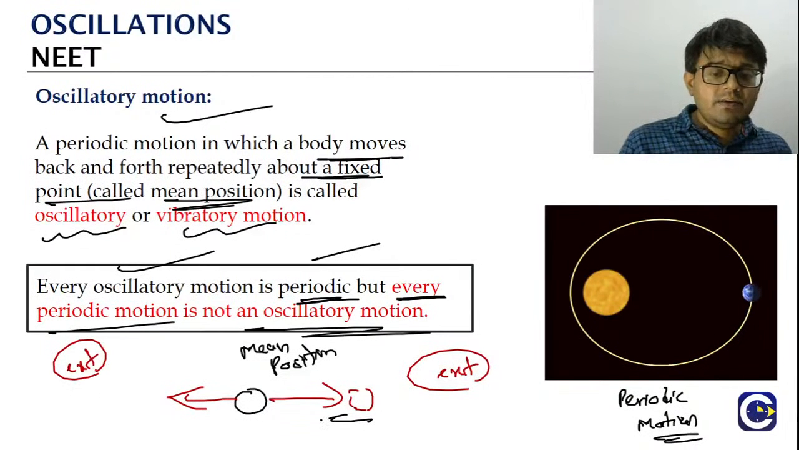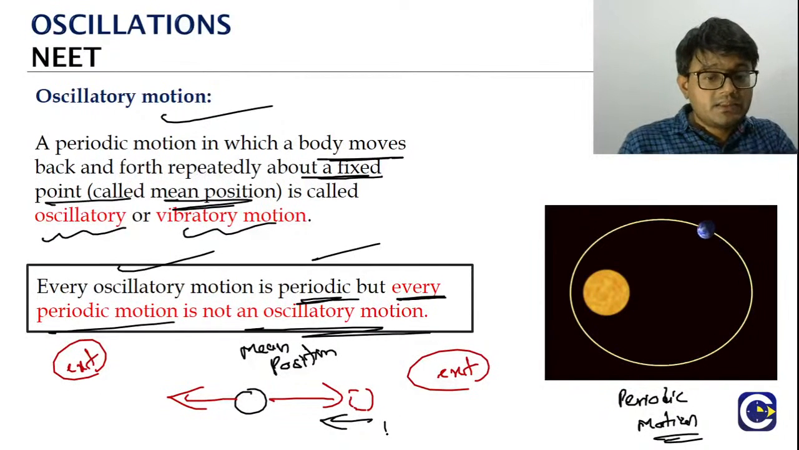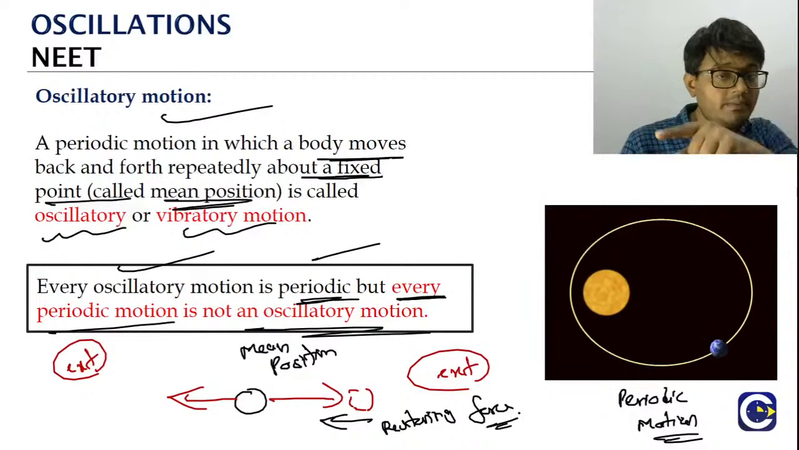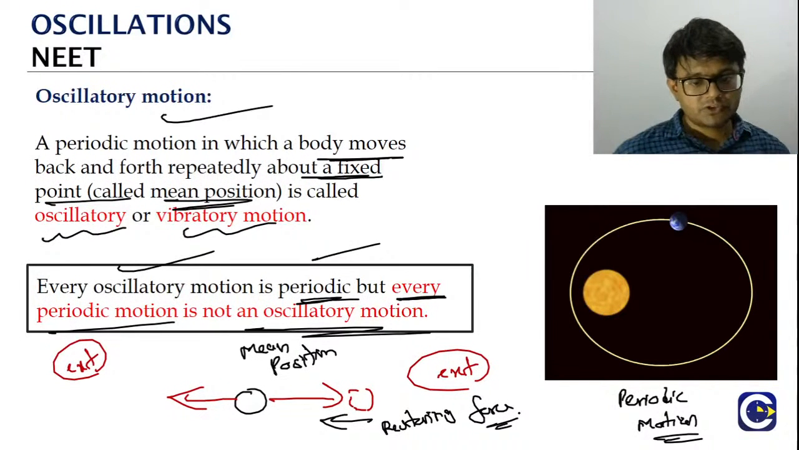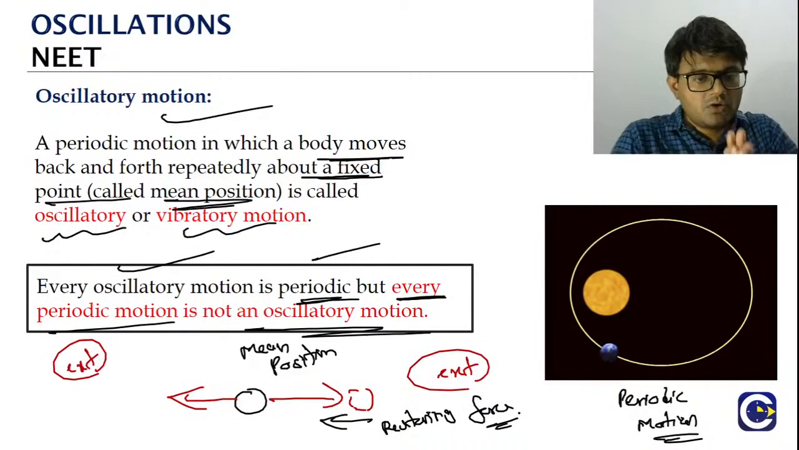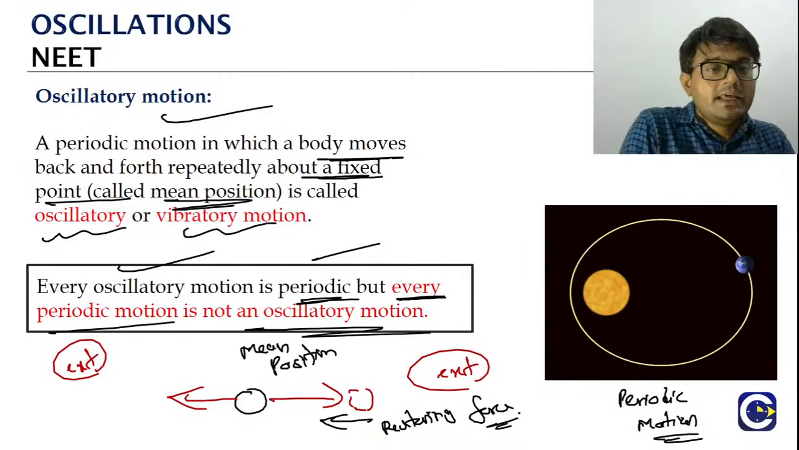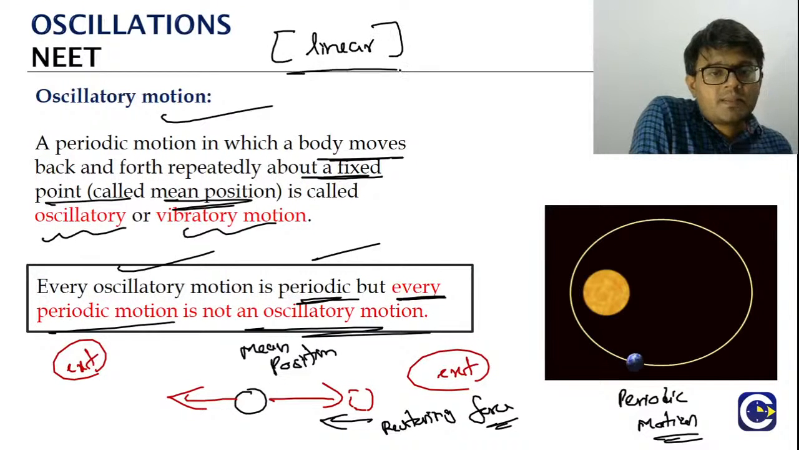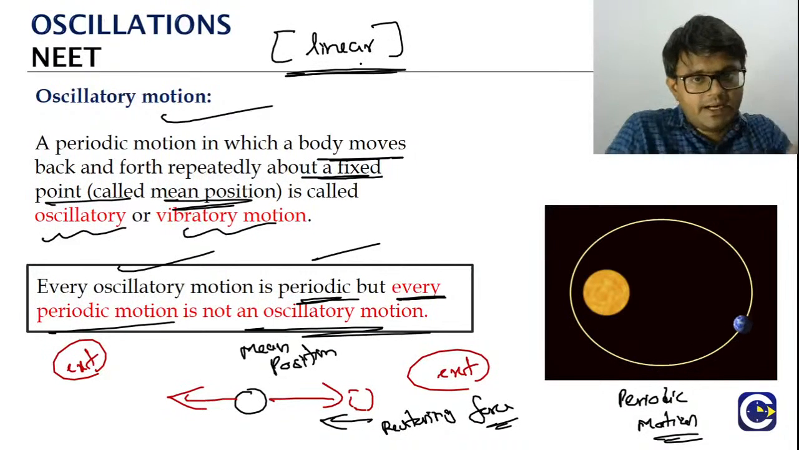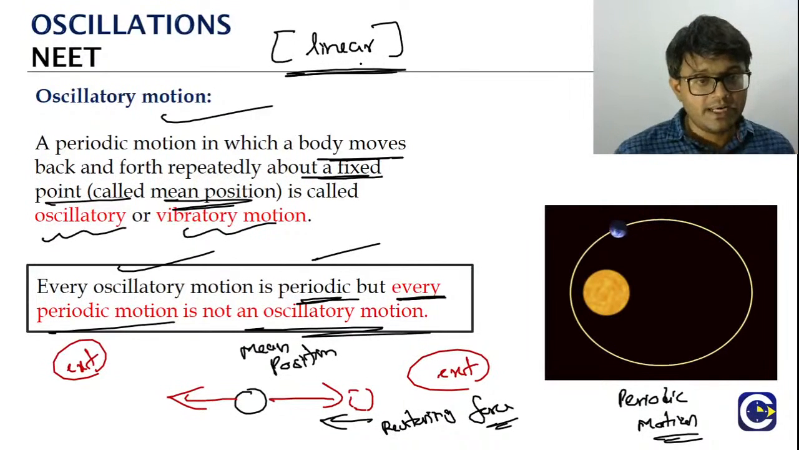When it is going towards the extreme position, the particle will be under retardation. Means there will be a force acting exactly in the opposite direction, and we will call it a restoring force. The oscillatory motion is important. We are particularly focusing on linear oscillation. We will also talk about angular oscillations, the pendulum bob, but we are mostly looking at linear oscillations.